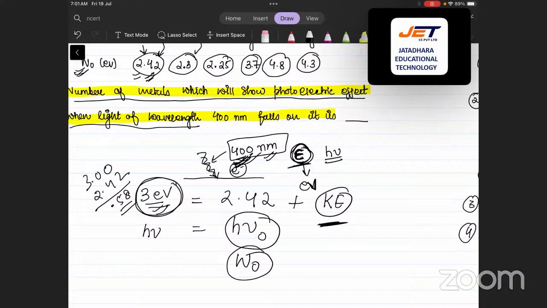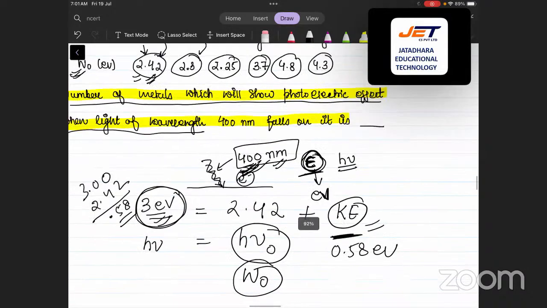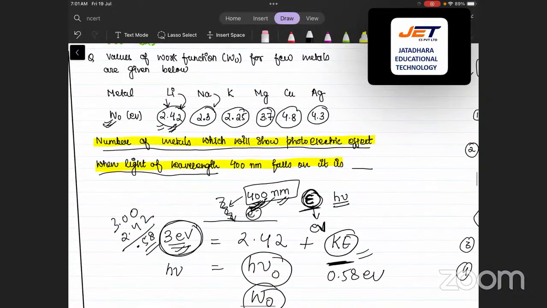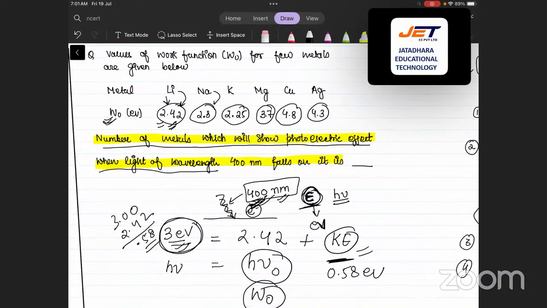You will have 0.58. So basically 0.58 electron volt goes for increasing the energy. Have you understood how you have to approach this question? What they gave here is the minimum energy. So now you just have to find what is the energy that is coming.